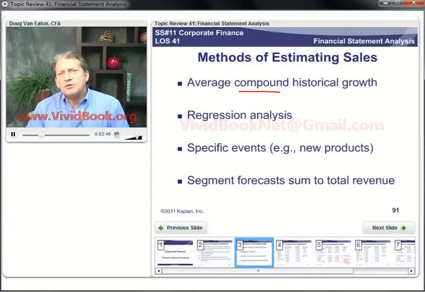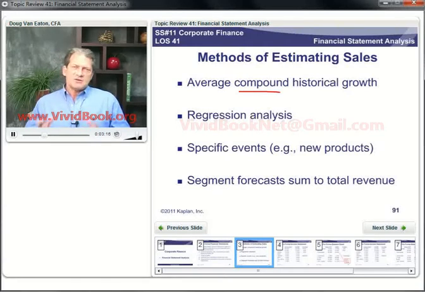We could also do a regression analysis. It wouldn't be uncommon to regress our sales on change in GDP. That is, our sales change has some relation to the overall economic cycle. So we do a regression analysis to estimate that relationship. Then we'd have to plug in a forecast of change in GDP for next year and use that regression slope coefficient to estimate the change in our sales based on that estimate of GDP growth or decline.